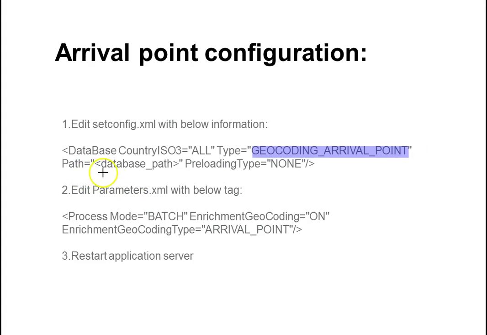Then you have to mention the path where you have stored the database files and the preloading type based on your requirement. After this, we have to edit the parameters.xml file with the below tag where process mode is batch and enrichment geocoding is on. This is the required parameter, and then enrichment geocoding type we will configure as arrival point. After making both the changes, we need to restart the application server.